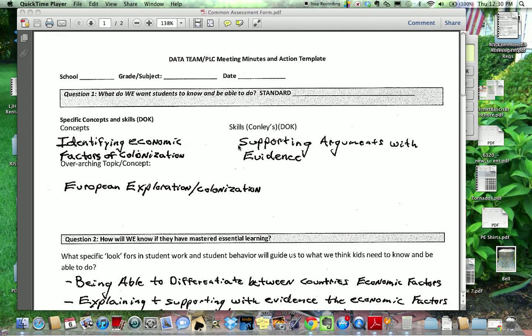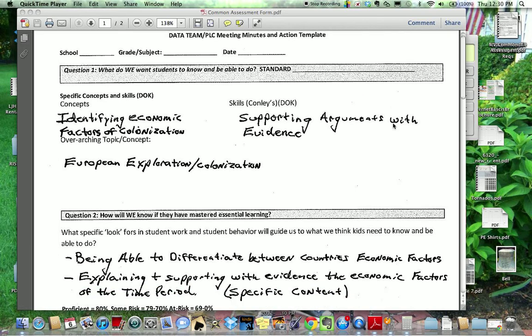We move over to the skills that this assessment will ask students to be able to do, and that is supporting arguments with evidence. Then the overarching content or topic or concept is European exploration and colonization. This was for standard, I think, 8.4.1 of the 8th grade social studies standards.